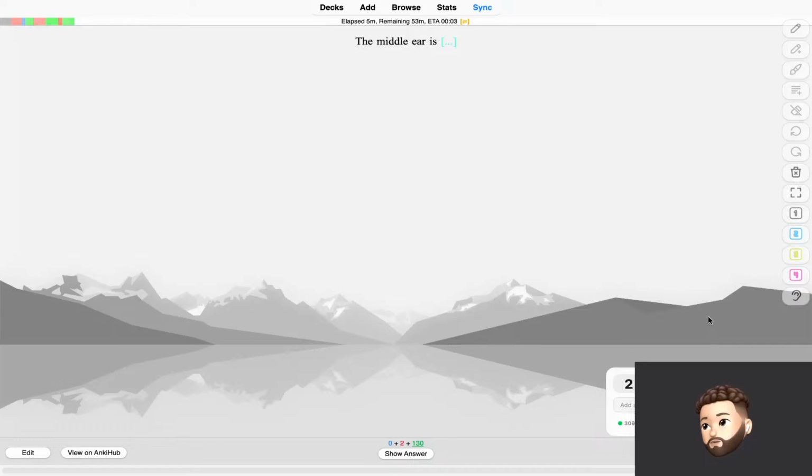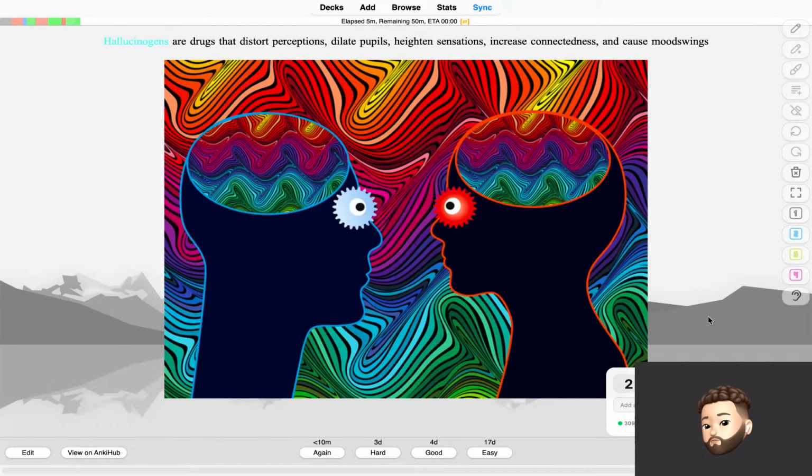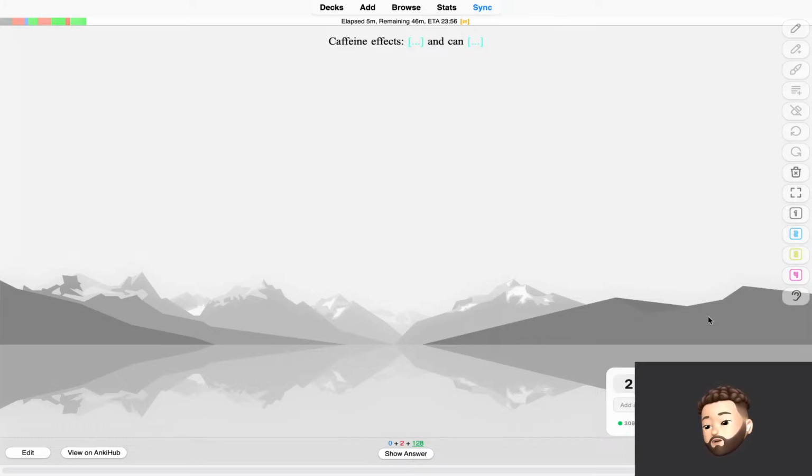Middle ear is the region with the three ossicles. Hallucinogens. They inhibit adenosine receptor and can disrupt sleep.